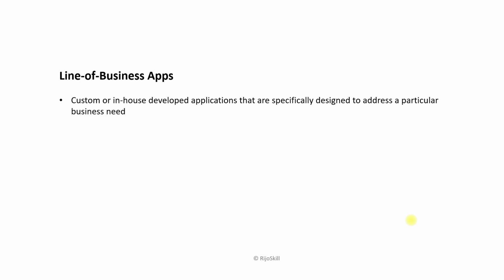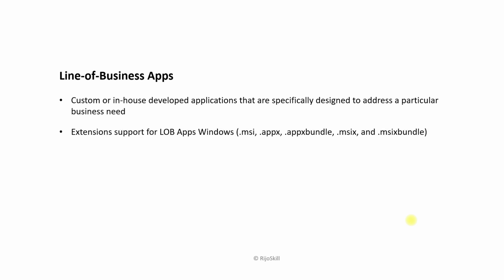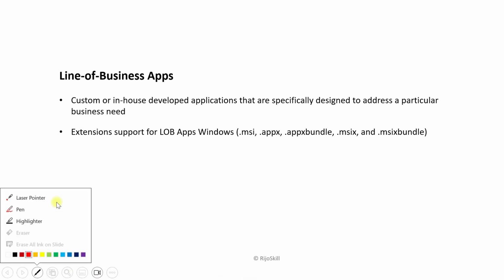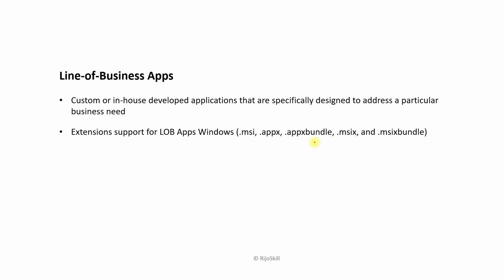So what you need is to host this application through the Microsoft Intune portal, then deploy it to all the computers used by the sales department. So we can use the line of business app deployment method. What extensions are supported for line of business apps? MSI, APPX and APPX bundle, MSIX and MSIX bundle. All these extensions are supported for line of business apps.